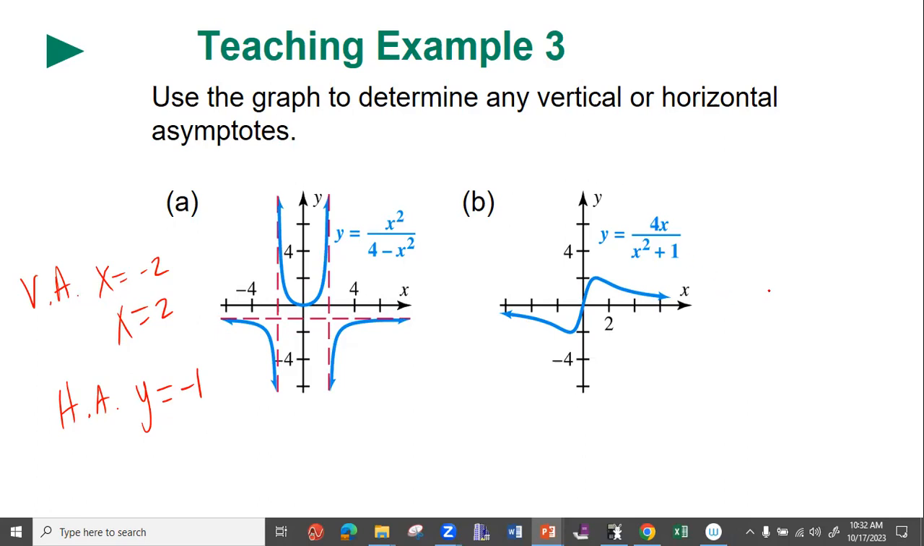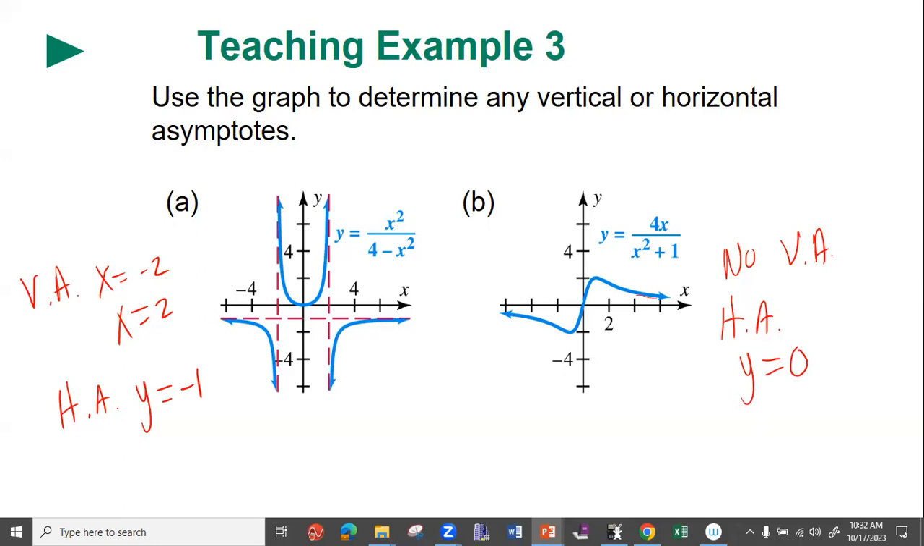What about here? Do I have an asymptote? No. I have no vertical, but it actually has a horizontal. I have a horizontal asymptote at 0. As you can see, both ends are approaching what? 0. At y equals 0.